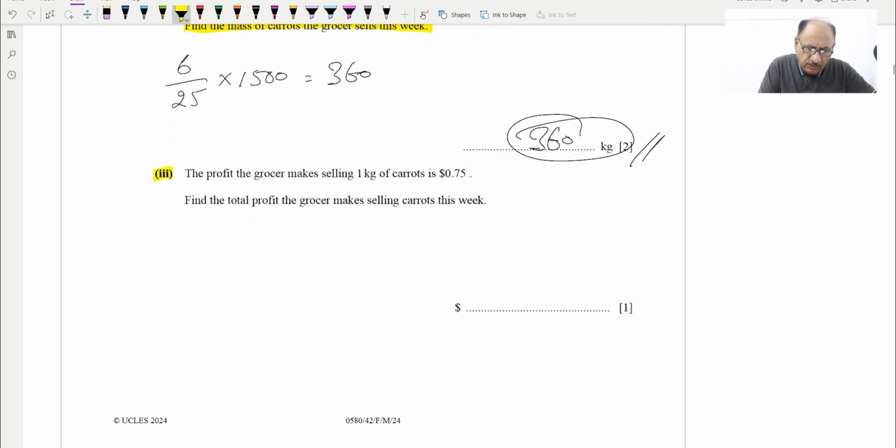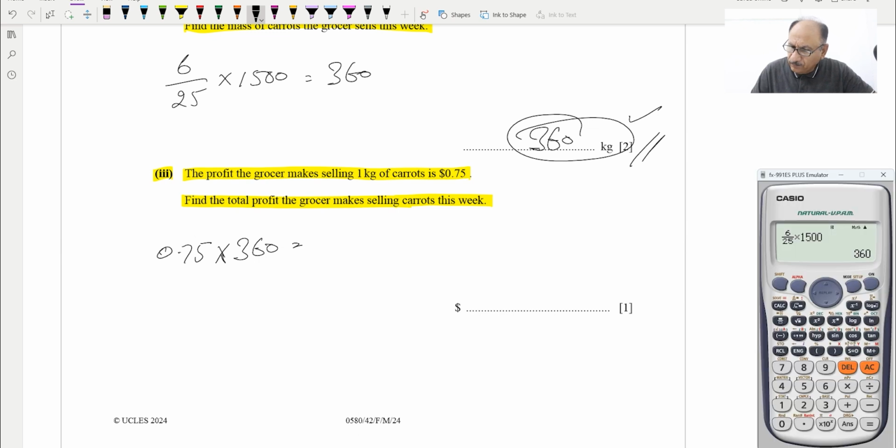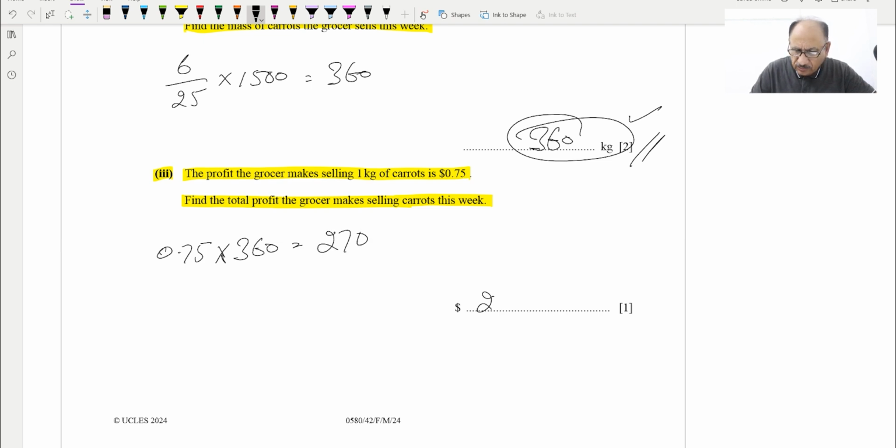Now the third part: the profit the grocer makes selling 1 kg of carrots is $0.75. Find the total profit the grocer makes selling carrots this week. So we just calculated 360 kg. $0.75 for 1 kg, so multiply 360 by 0.75, and this will result in $270. So $270 will be our answer for 1 mark.